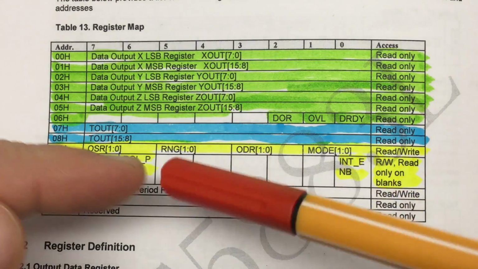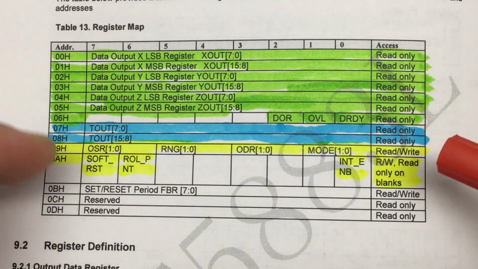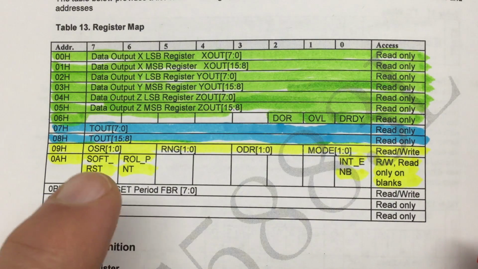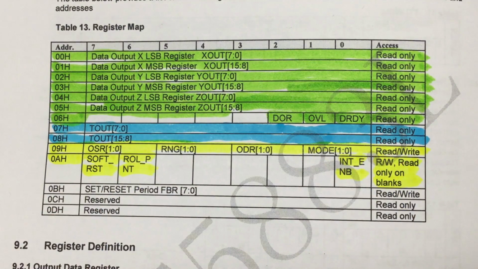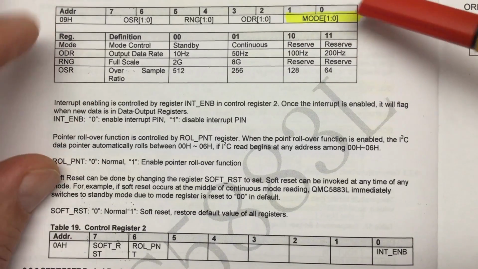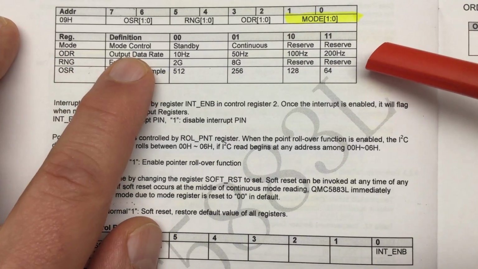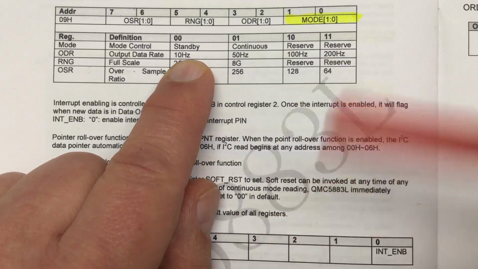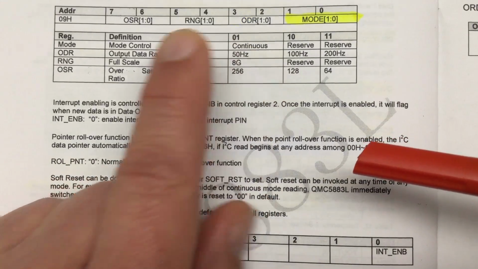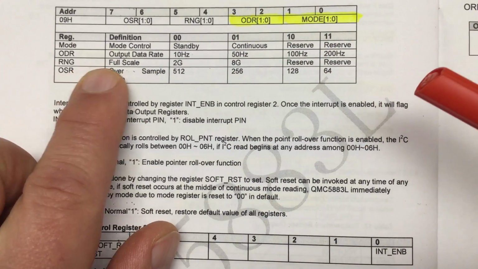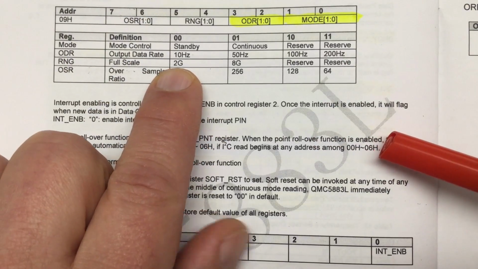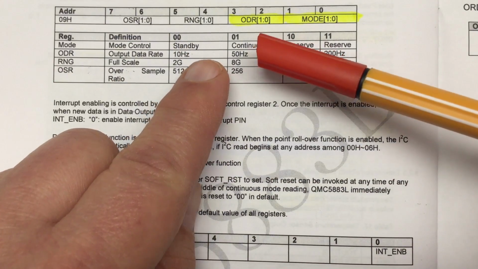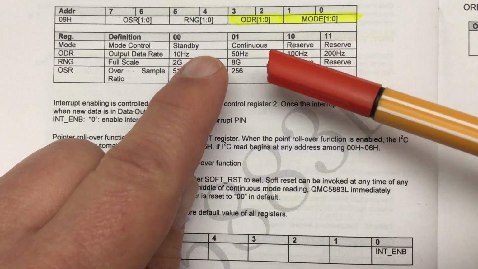Of course, there are also control registers, 2 of them. The first one holds 4 2-bit fields here, and the second one holds 1, 2, 3 flags. The first 2 bits in the first control register define the mode of operation, which is either with 00 standby, so the chip really does nothing, or 01 continuous. The next two bits define the output data rate, which can be either 10 Hz, 50 Hz, 100 Hz or 200 Hz. Meaning, for example, at 50 Hz the chip does 50 measurements per second.